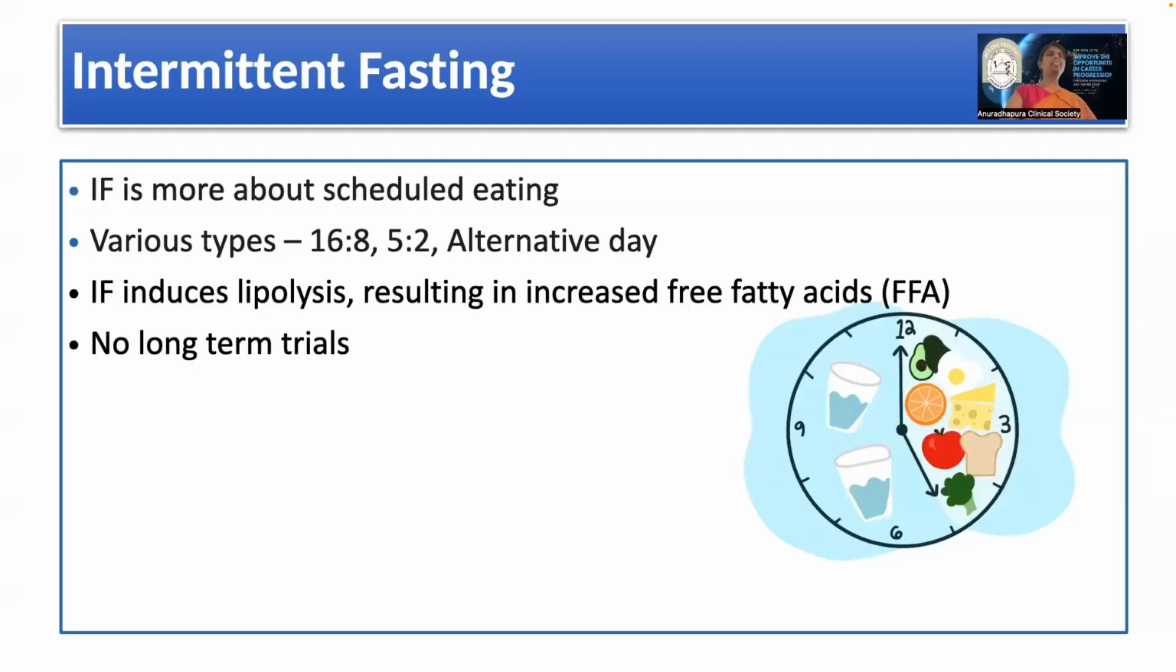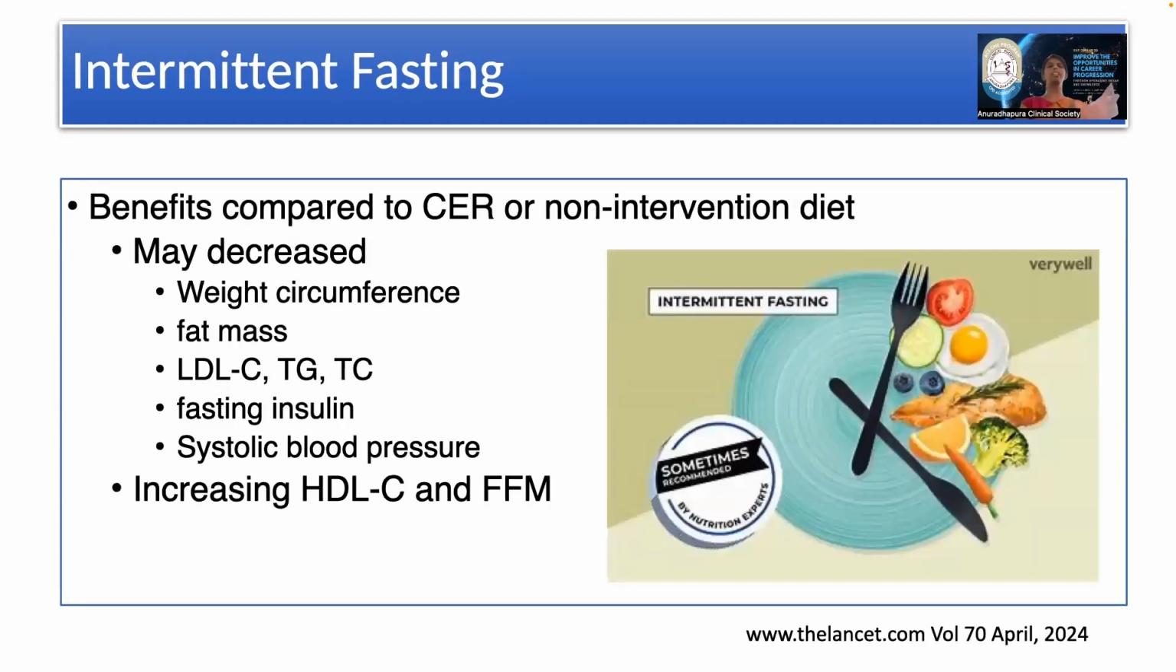What do you think about intermittent fasting? It is more about scheduled eating, various types, 16 to 8, 14 to 10. But we can start with 12, because if we think about ourselves, we eat more than 12 hours per day. We start from 6, we are eating until 10. So it's more than 12 hours. If we are doing intermittent fasting, first start at 12, at least try to maintain fasting for 12 hours. So it will induce lipolysis.